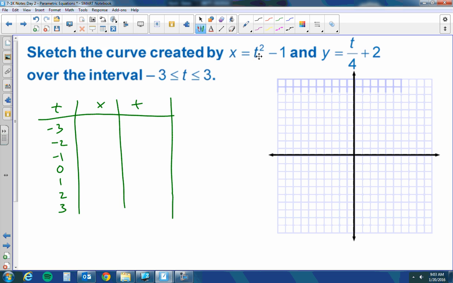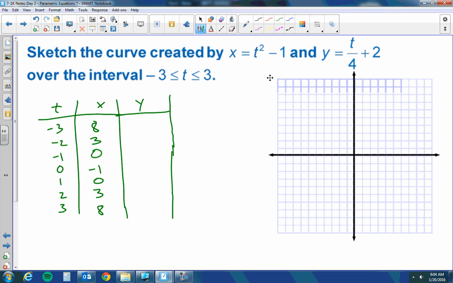-3 squared is 9, -1 is 8. -2 squared gives you what? -1 is 3. And then -1 plugged in is 1, minus 1 gives you 0. And then when you plug in these positives, you get the same answer as these negatives. 1 squared is 1, -1 is 0, 2 squared is 4, -1 is 3. Here you get 8 again. Okay? I don't know why I have T here. It should be Y. Is that what you guys are talking about?